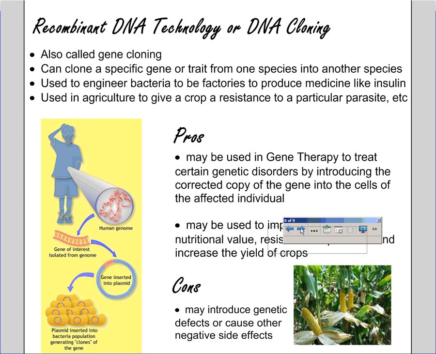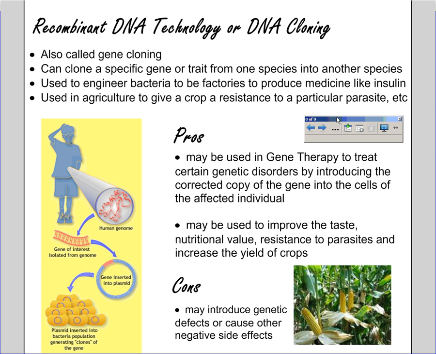So the third type is called recombinant DNA technology, or DNA cloning. It's also called gene cloning. So basically, we can take a specific gene or trait from one species and put it into another. For example, we have taken the gene for insulin and engineered bacteria to be little factories in order to produce it in high amounts.